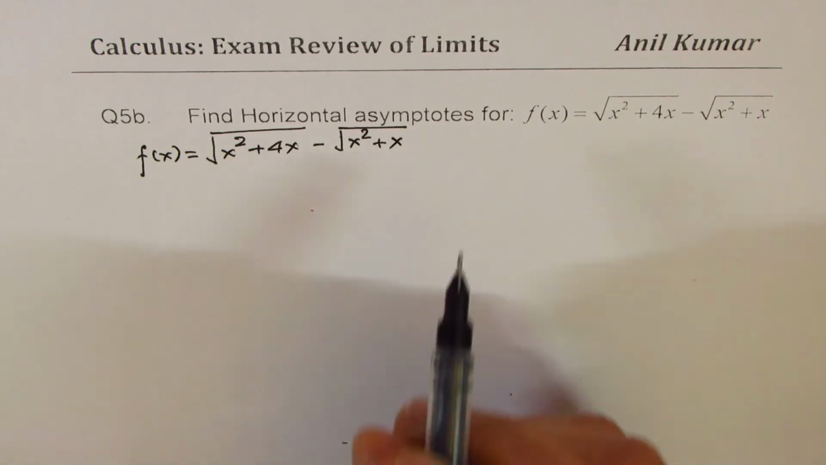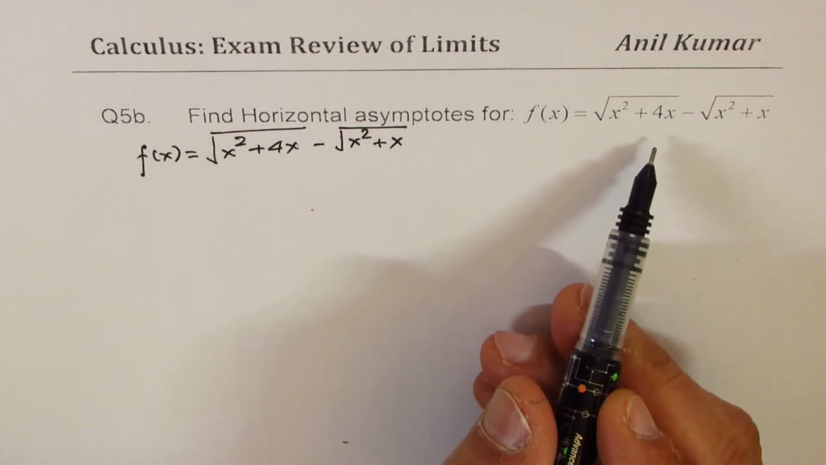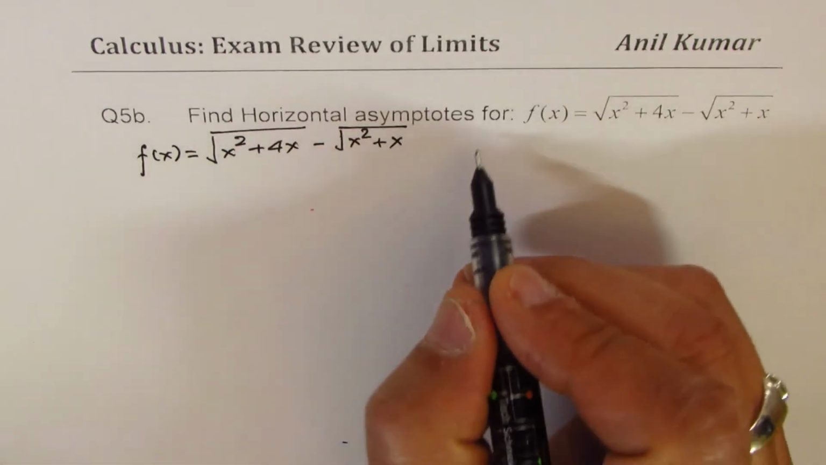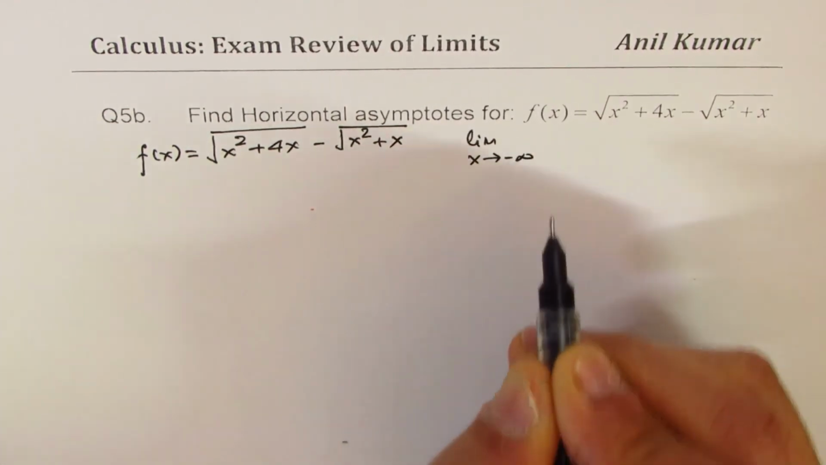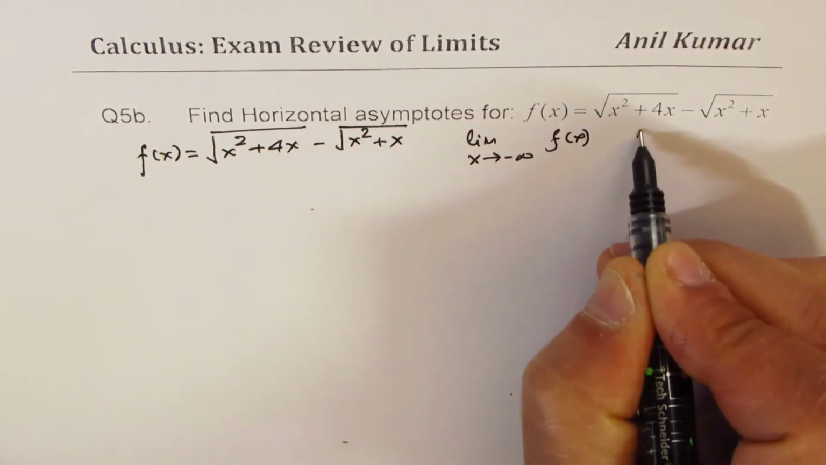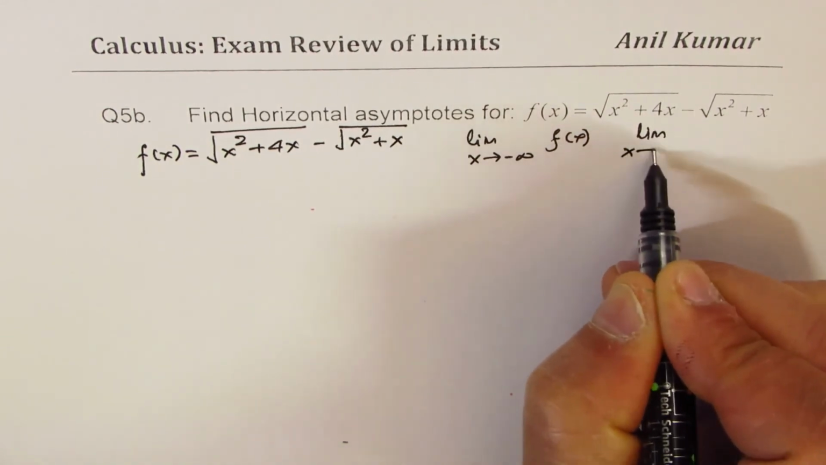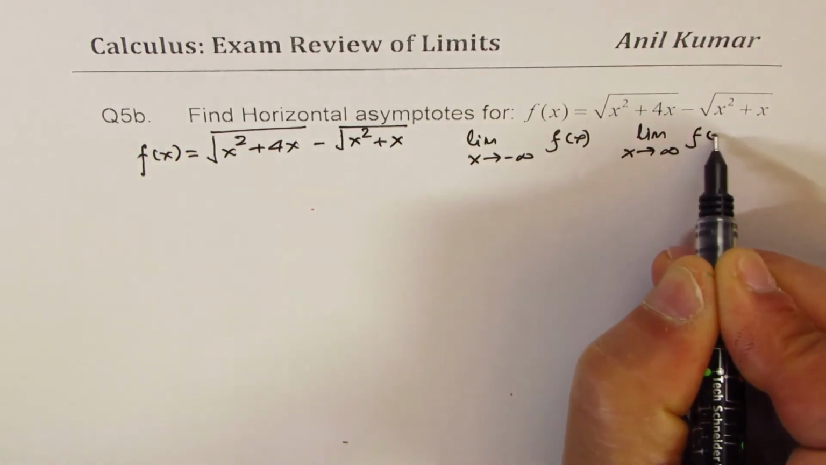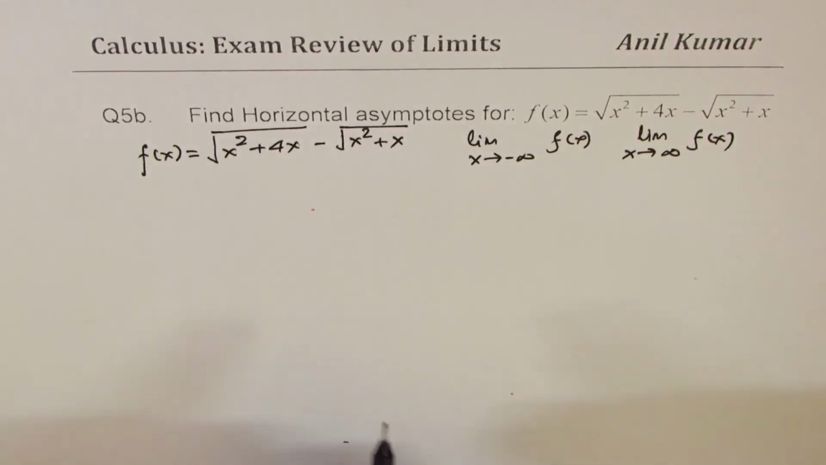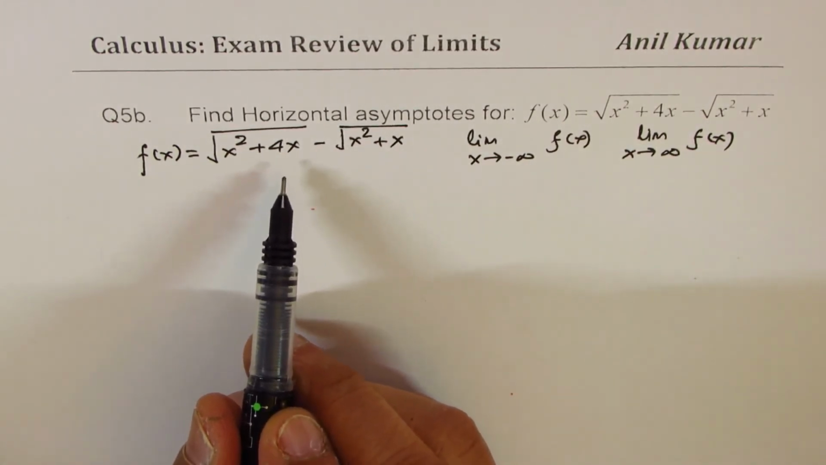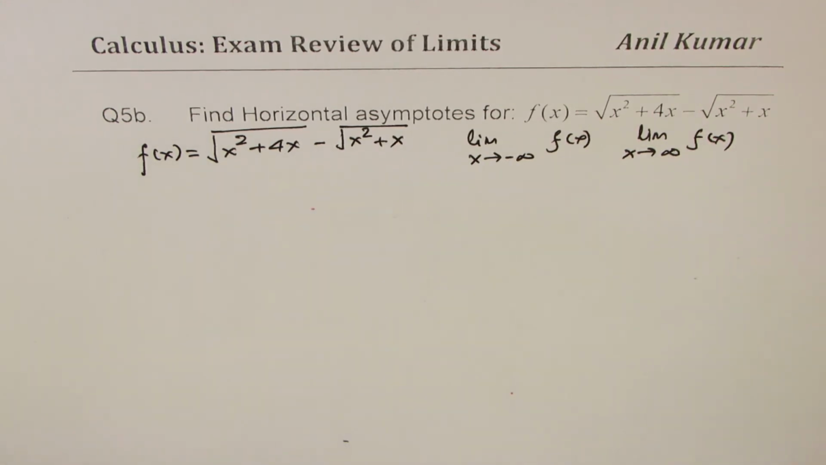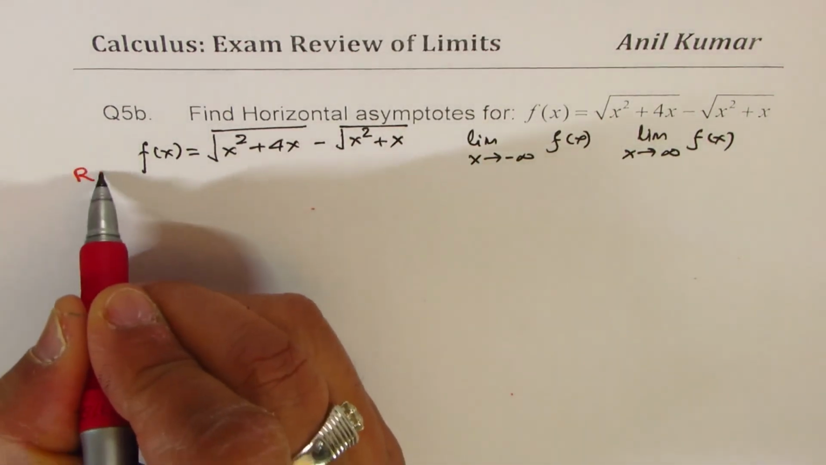We need to find the horizontal asymptote for the function. That is to say, we will find the limit as x approaches minus infinity for the function, and also we'll find the limit as x approaches positive infinity for the function, right? Now, for such functions involving square roots, we should rationalize. So the strategy here is to rationalize.